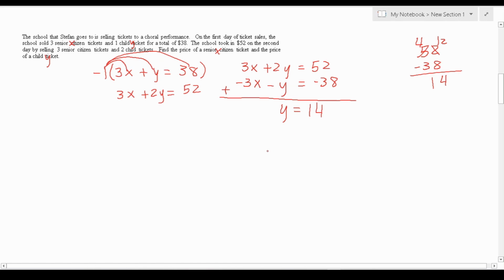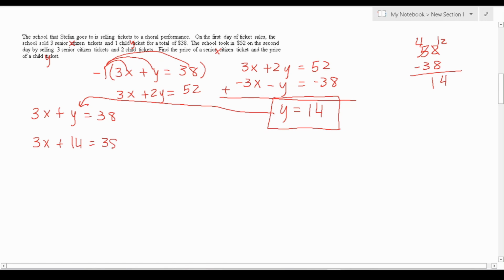Now, if you remember in the elimination method, the final step in the algorithm is to take this variable that you just solved, namely y in this case, and plug it back into one of the original equations to solve for the other variable, which would be x in this case. It's going to be easiest to plug it into the first equation. Remember, this first equation was 3x + y = 38. So I'm going to take this y and plug it in where I see y in the first equation. So we have 3x + 14 = 38.